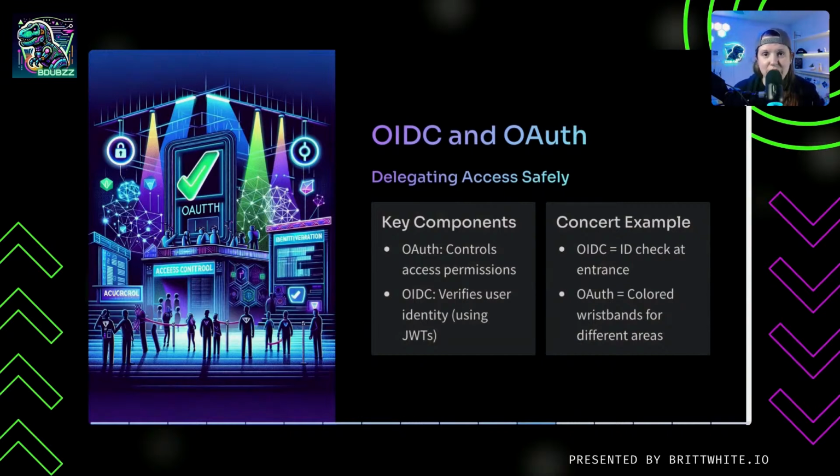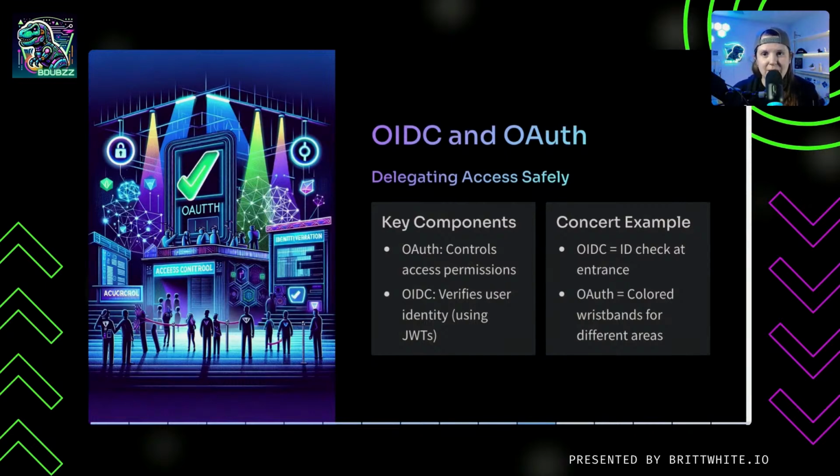Now I want you to think of visiting an exclusive concert. OIDC acts like the security guard at the entrance, checking your ID to verify who you really are. OAuth is like the staff member giving out colored wristbands. Each color grants access to specific areas: general admission, VIP section, or backstage. Having a VIP wristband doesn't mean you can go backstage. It's all about controlling specific access levels. This powerful combination enables secure sign-on, letting you safely use your Google or Facebook accounts across multiple apps without sharing your password.